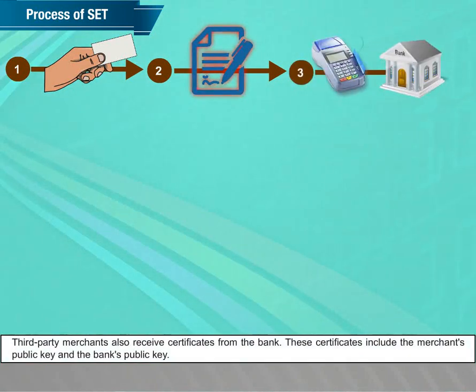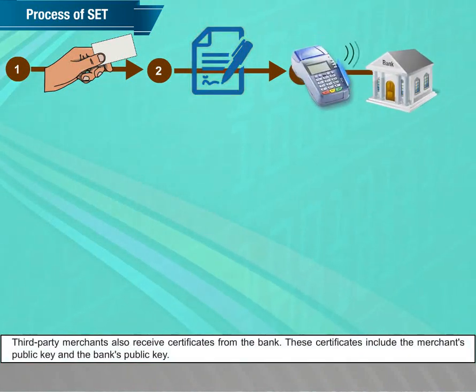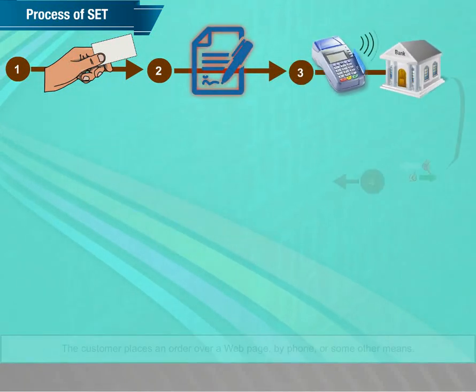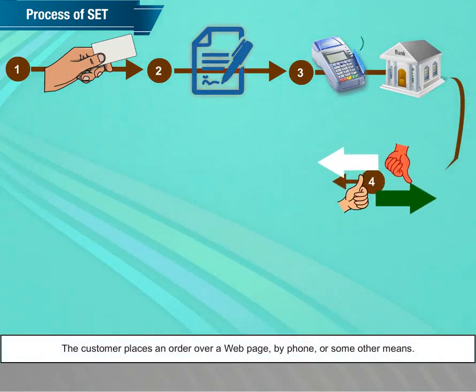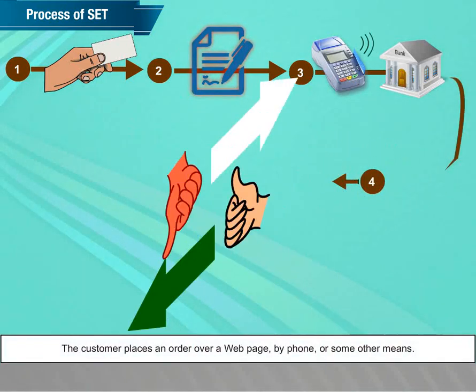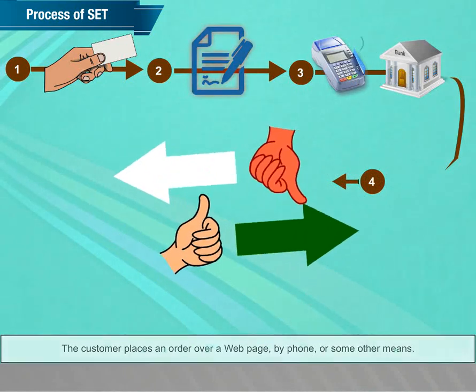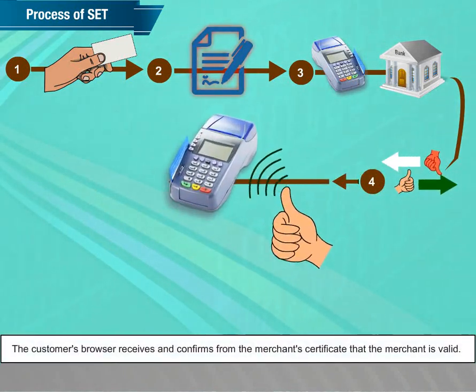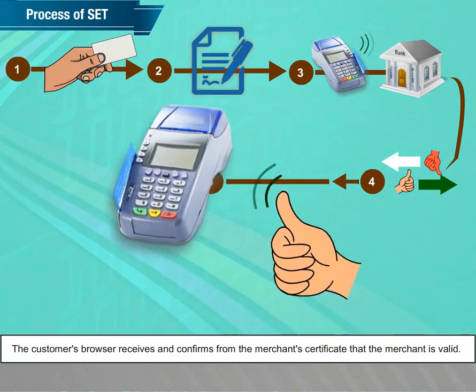Third-party merchants also receive certificates from the bank. These certificates include the merchant's public key and the bank's public key. The customer places an order over a web page, by phone, or some other means. The customer's browser receives and confirms from the merchant's certificate that the merchant is valid.